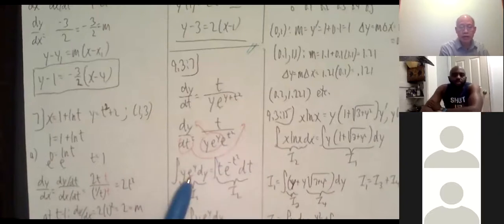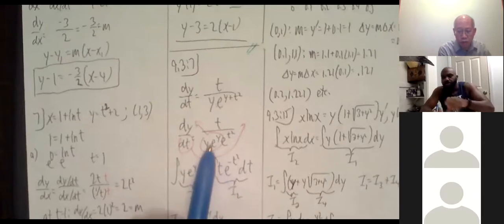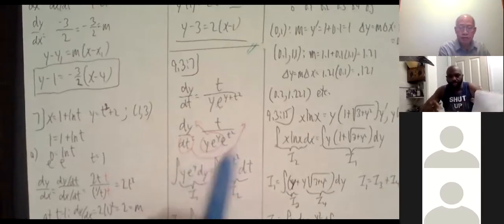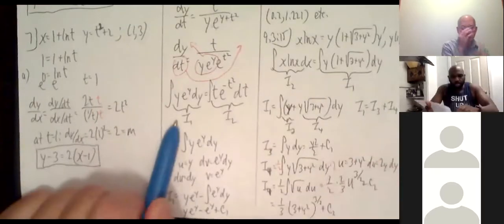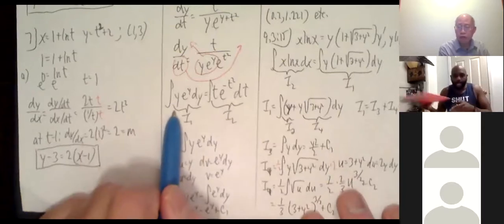So I have y e to the y equals t e to the negative t squared. I bring that upstairs, dt. Okay, so again, multiply by y e to the y, it comes over here. Multiply by dt, it comes over here. Bring that upstairs. Okay, so I call that I1 and I2. I1 looks like a typical integration by parts.